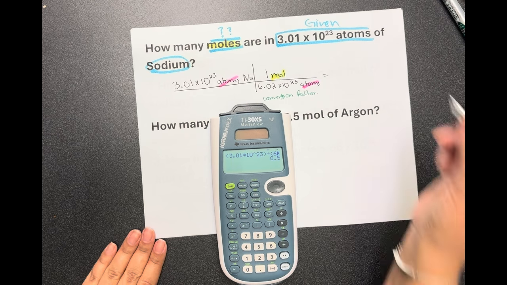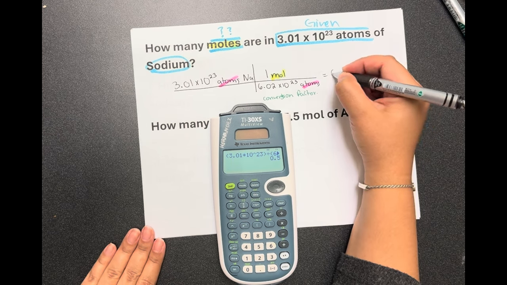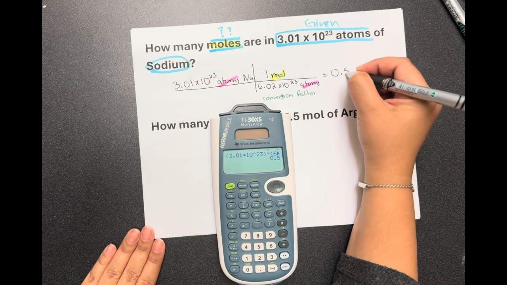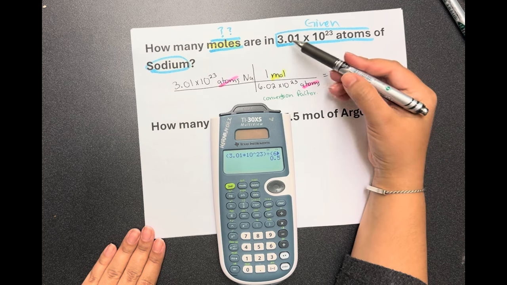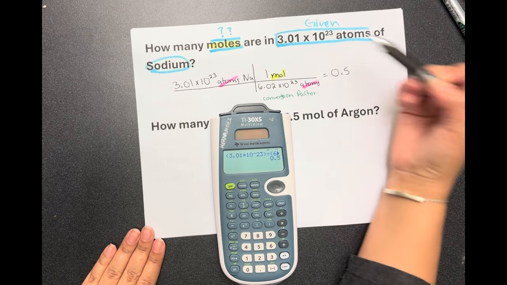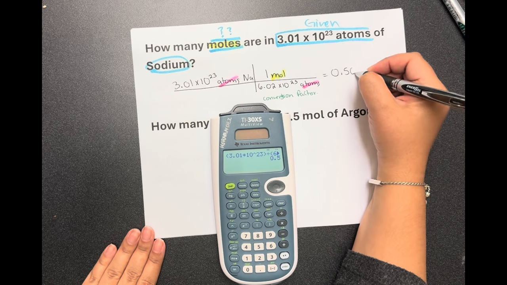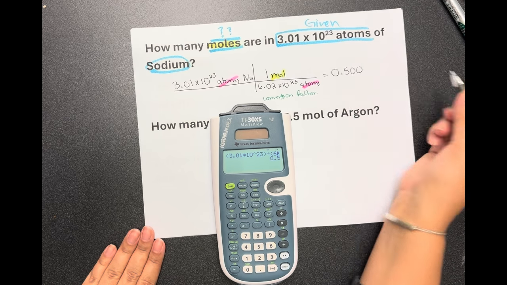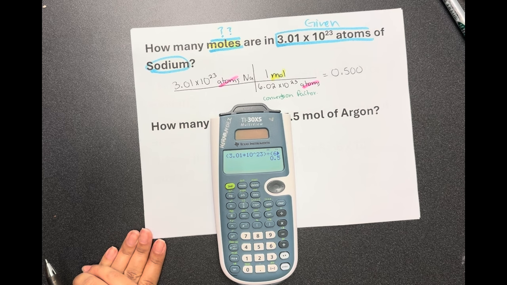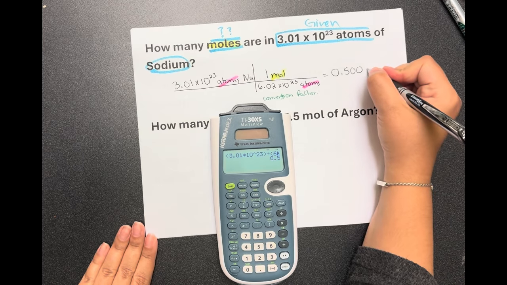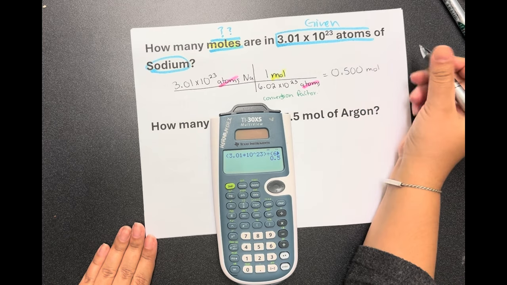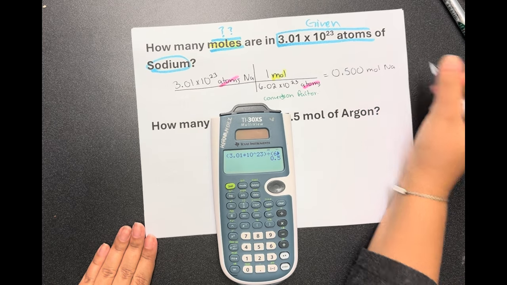And here my question gives me 0.5. Since this one has 1, 2, 3 significant figures, I'm going to add just 2 more zeros to have 3 significant figures. I didn't change the value of the number, but I did change the amount of significant figures. So I have the number, the unit is going to be mol, and we're talking about sodium, so Na.